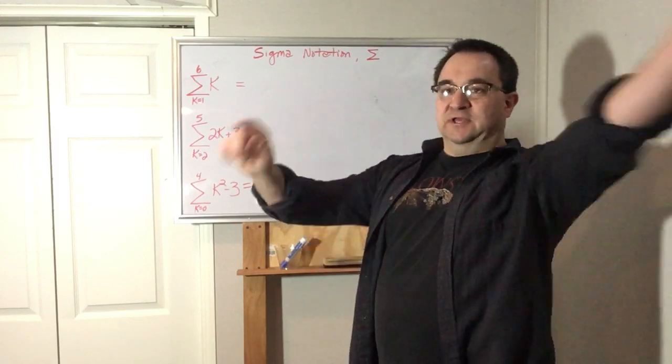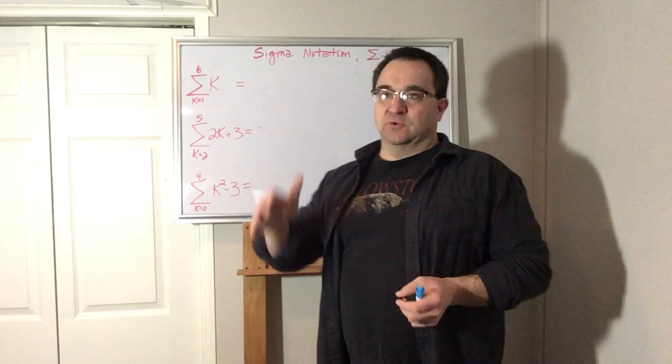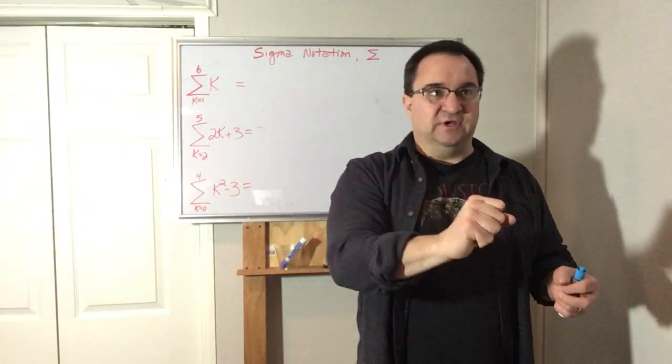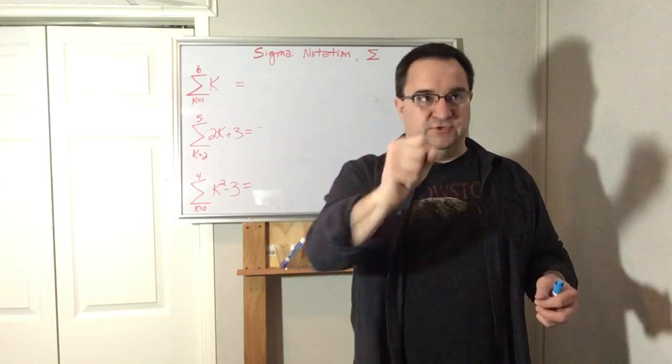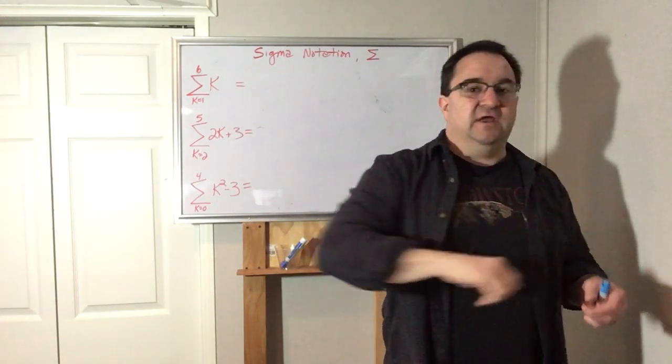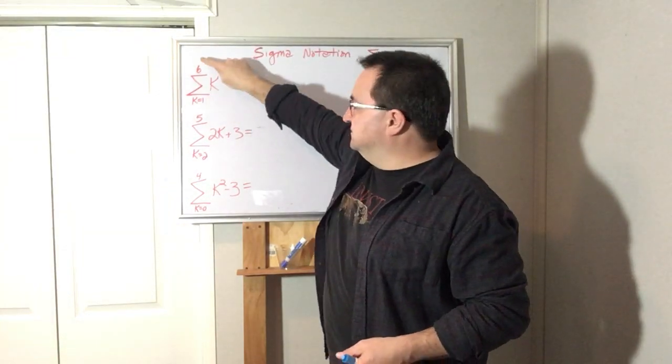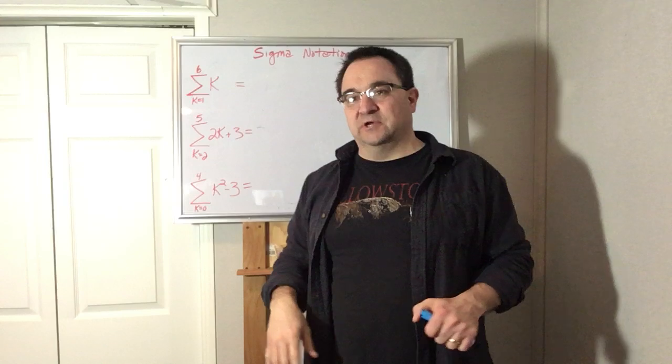It's called an indexing variable. So what I do is I plug in 1 for K, then I plug in 2, then 3. I do all the integers: 1, 2, 3, 4, 5. And how do I know when to stop? Up here. This is start, this is stop, and I only do whole numbers.